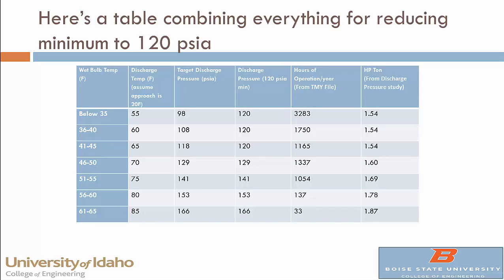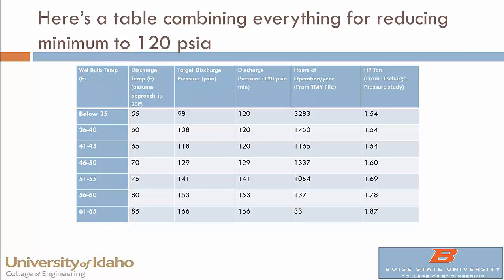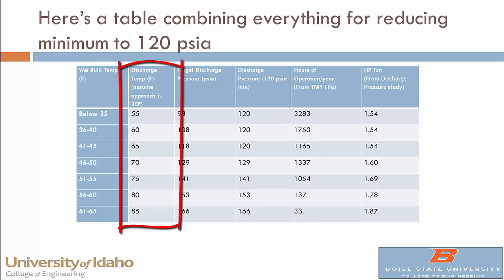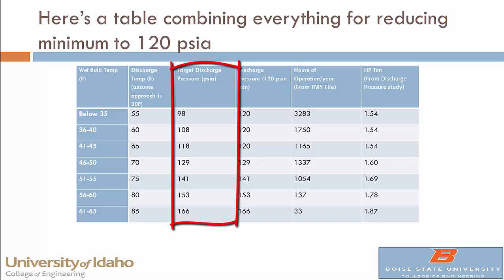And then this is the meat of the analysis. What we have here is the first column, the bins we talked about, from below 35 up to 65, and then we added 20 degrees to that, right? So that's the discharge temperature of the vapor leaving the compressor, or the saturation temperature of the vapor leaving the compressor. And for ammonia, which is what this system was, this column, the pressure, is the saturation pressure at that temperature. And then we apply a minimum pressure.